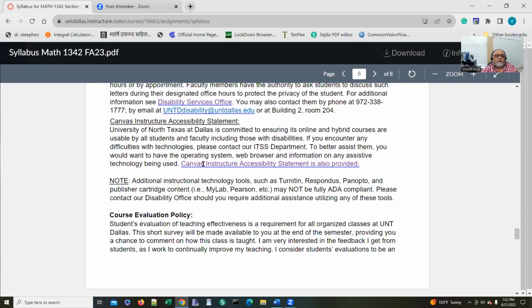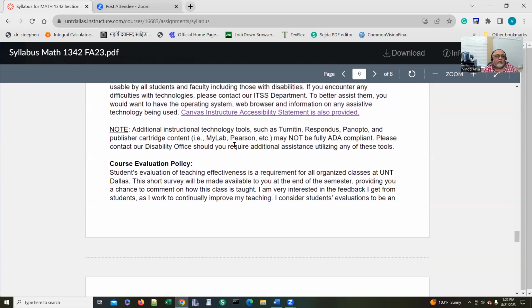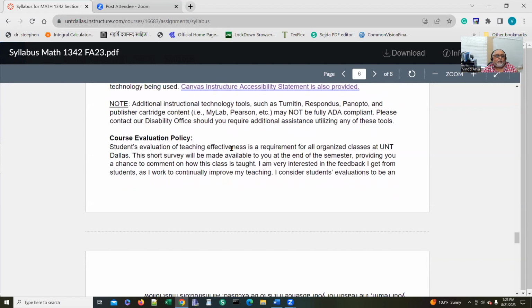Here, the Canvas accessibility privacy statement will be provided. I will go to that part in a bit. These are some legal requirements. They do not do much to your learning material, but you need to know.